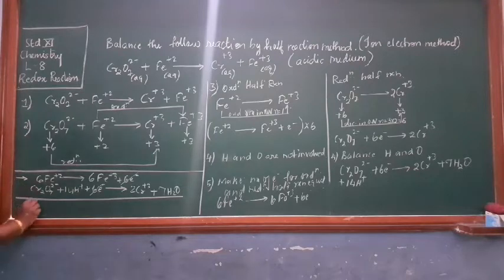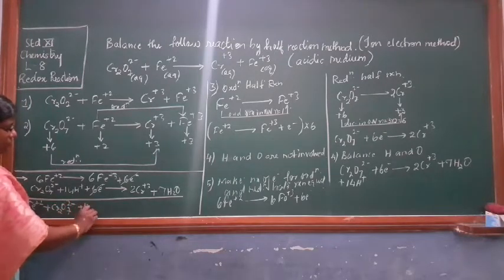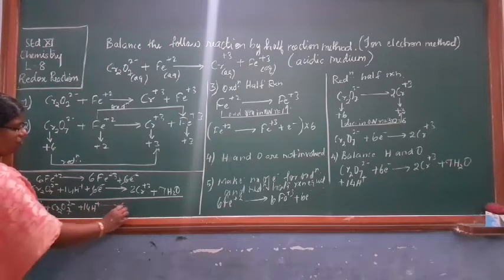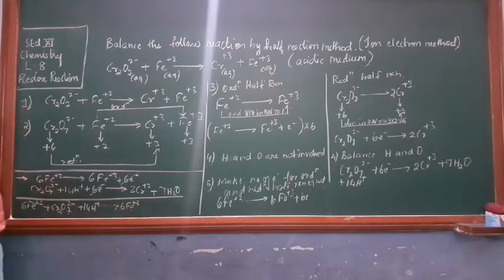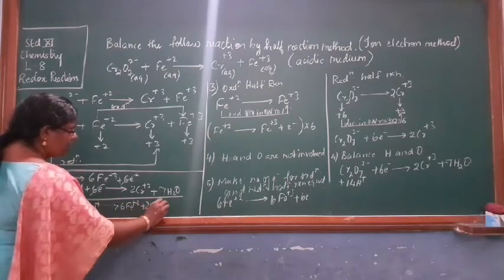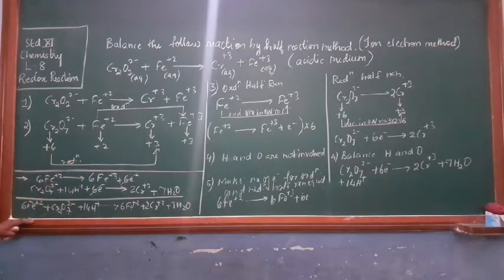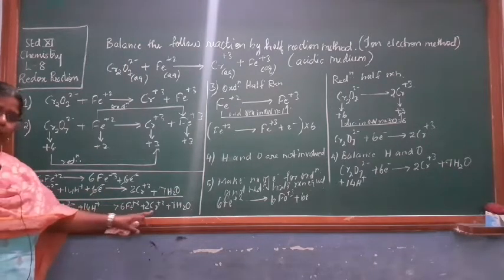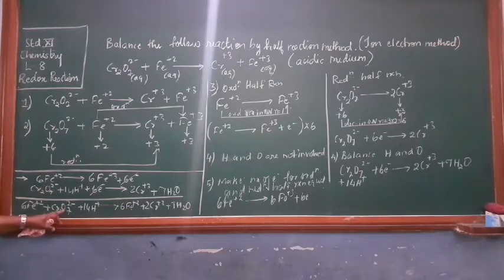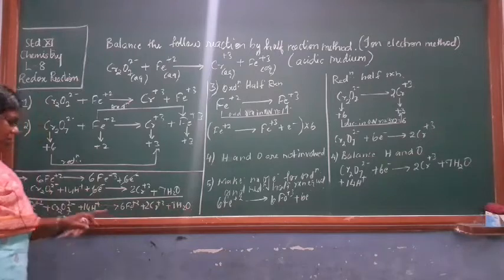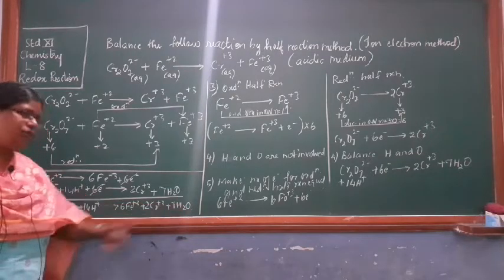Here, 6 Fe plus 2 plus Cr2O7 2 minus plus 14 H plus gives 6 Fe plus 3 plus 2 Cr plus 3 plus 7 H2O. So I have my final balanced equation in this manner. 6 Fe, 6 Fe. Okay? Cr2, 2 Cr here also. Then how many oxygen do you have here? 7 oxygen. Here also I have 7 oxygen, and hydrogen 14, hydrogen 14.